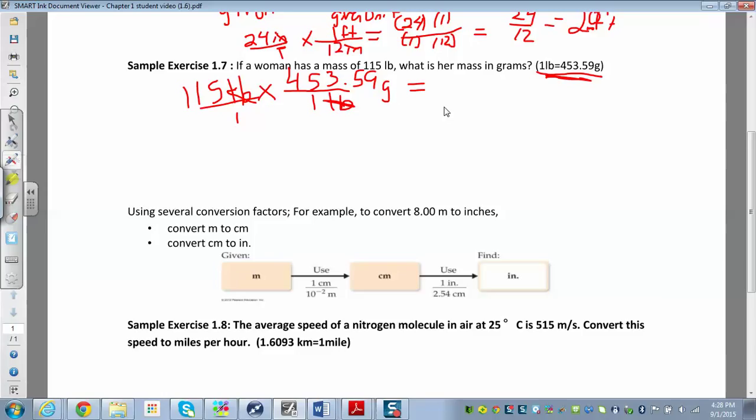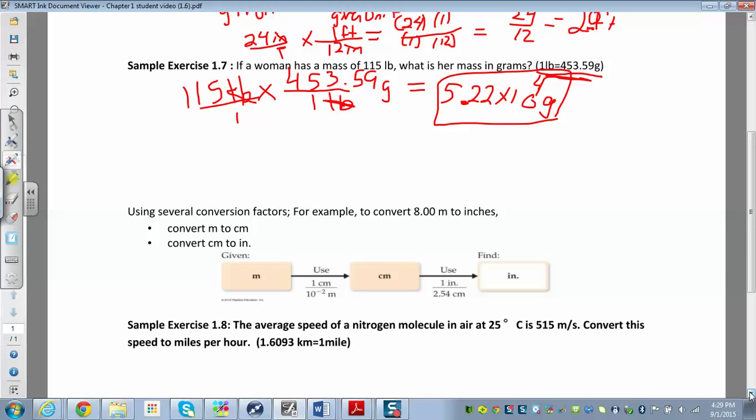So when you work all that out, what do you get there? You put that in your calculator, you should get like 5.22 times 10 to the 4th grams. So make sure you put your units because grams are different than pounds. That'll be a big difference.